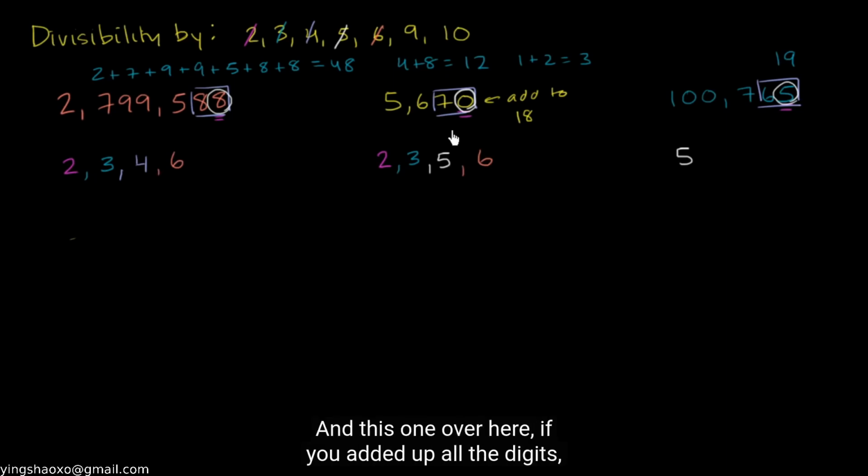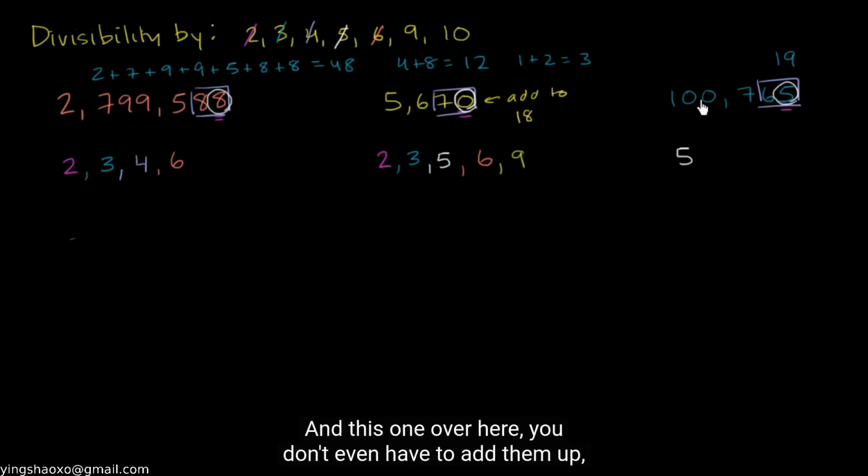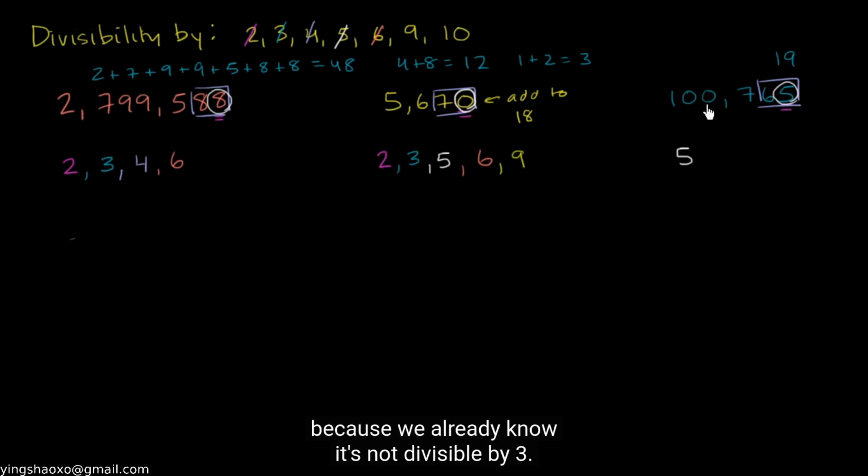And this one over here, if you added up all the digits, we got 18, which is divisible. It is divisible by 9. All the digits added up to 18. And this one over here, you don't even have to add them up, because we already know it's not divisible by 3. If it's not divisible by 3, it can't be divisible by 9. But if you did add up the digits, you get 19, which is not divisible by 9. So this also is not divisible by 9.